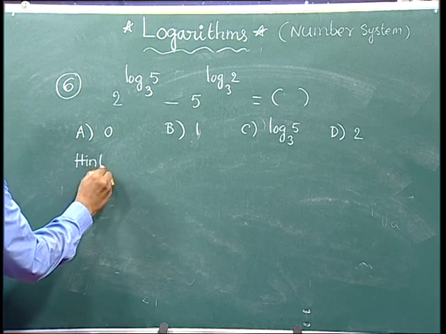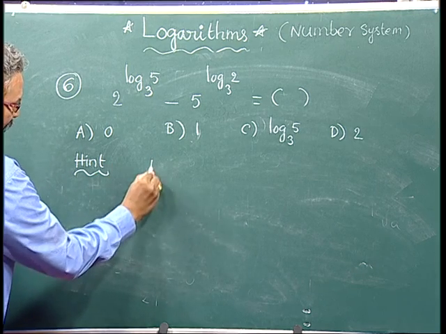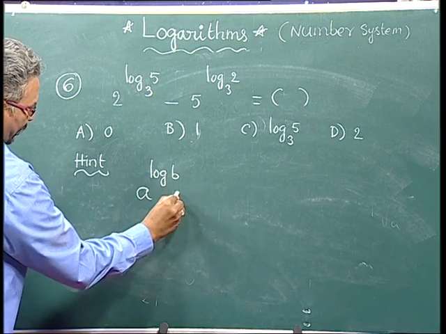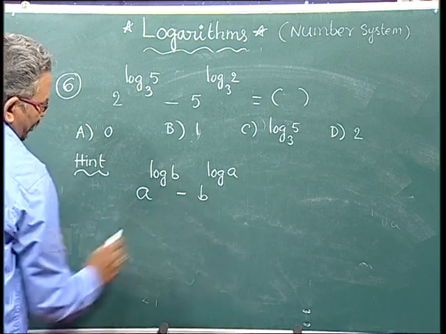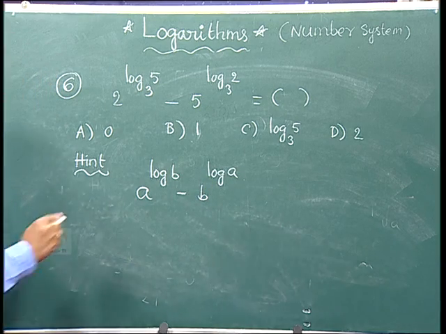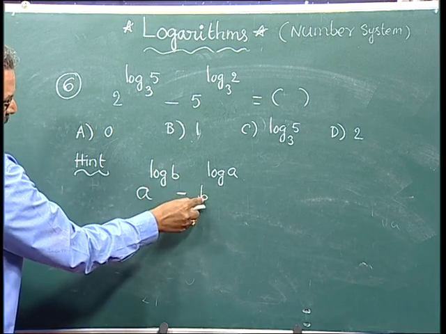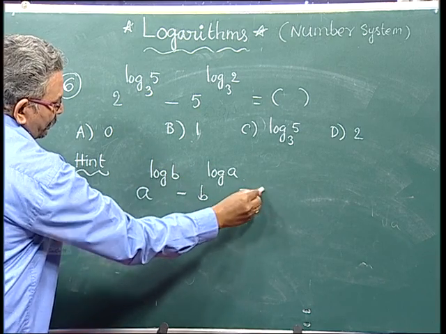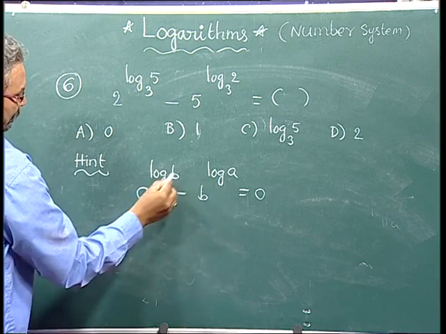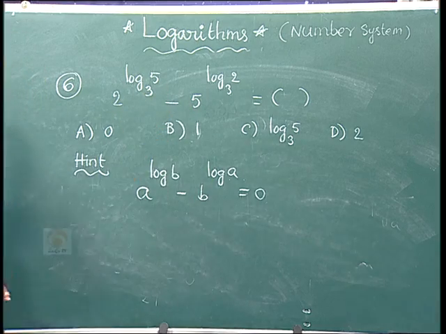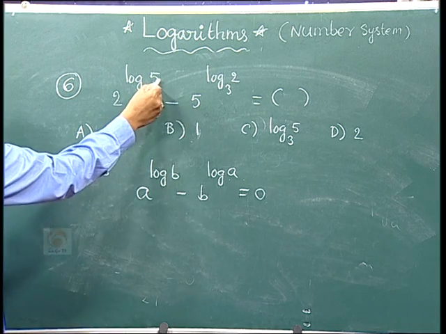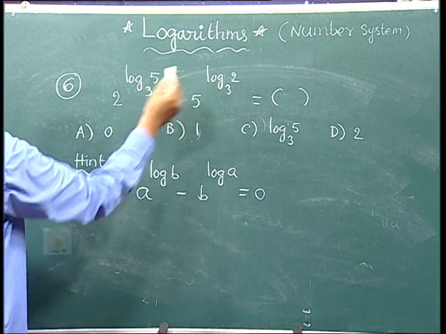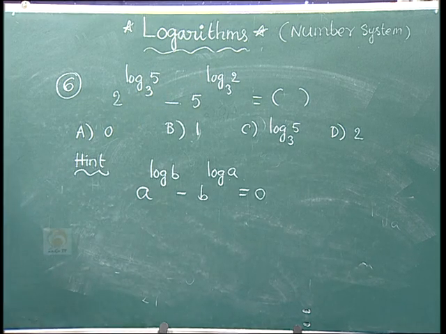You better remember this one: a to the power of log b minus b to the power of log a. Observe very carefully, a to the power of log b and again b to the power of log a, always 0. Here the base must be common, and here the base 3 is common. Now, according to this generalization, 2 to the power of log 5 minus 5 to the power of log 2 obviously becomes 0. So, the first option is the right option.